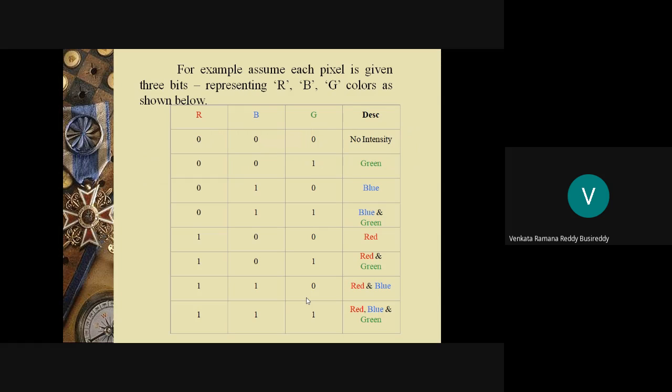For example, if I take 3 bits representing RGB, if I keep all zeros, no intensity, nothing will be displayed except black. So for other possible options, for green like that, for blue like that, for other combinations other than the primary colors, you will get these options if you represent a particular value allocated for those bits.